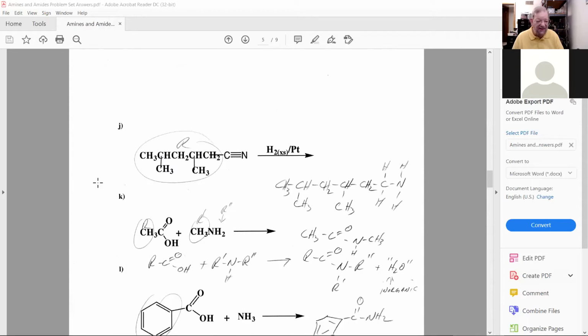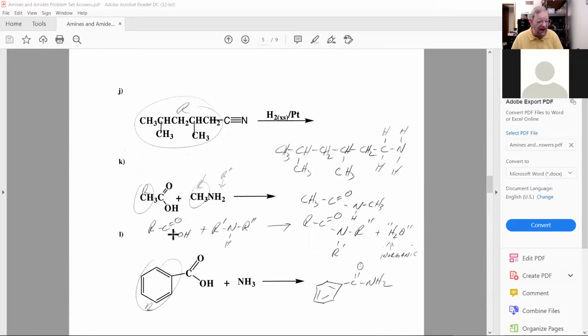And look what I did in J, the organic chemistry instructor's favorite trick on a test: a big scary molecule. No, it's just an R group, triple bond. Break the 2 pi bonds, each atom gets 2 hydrogens. Everything else comes along for the ride.